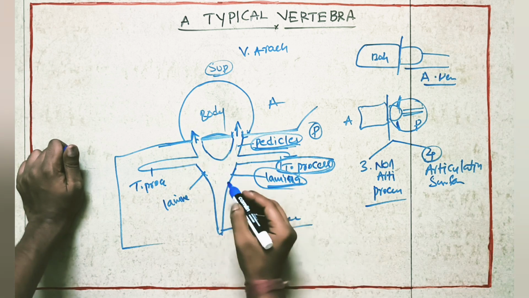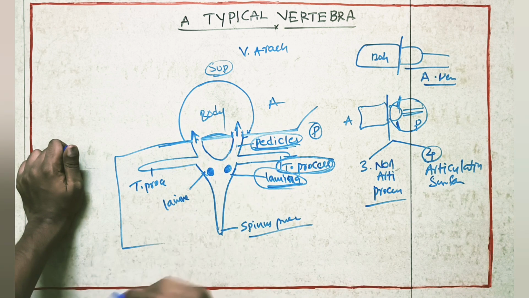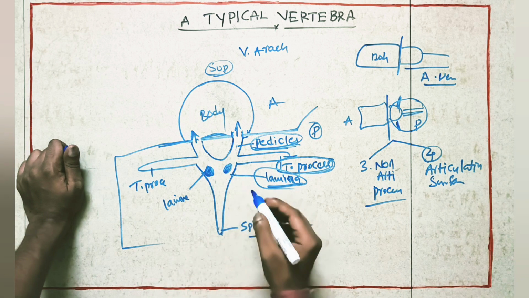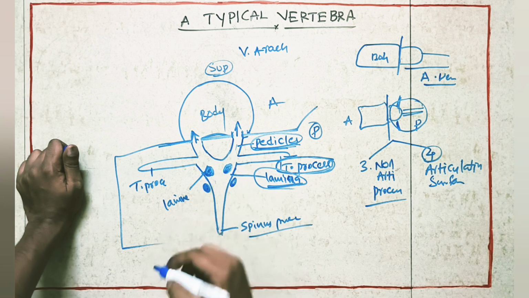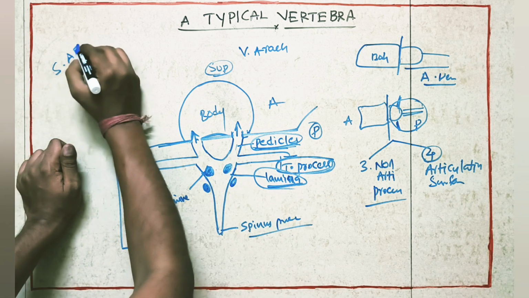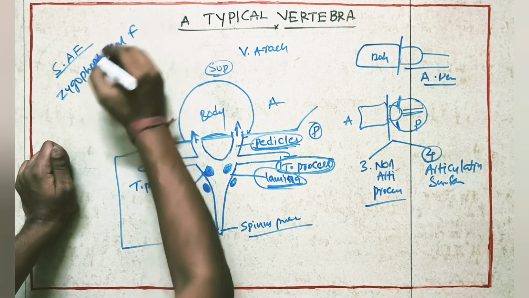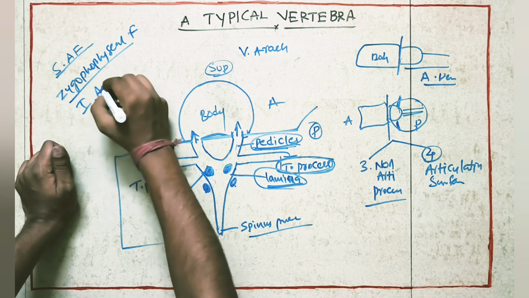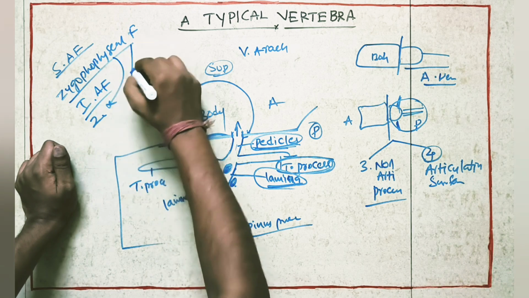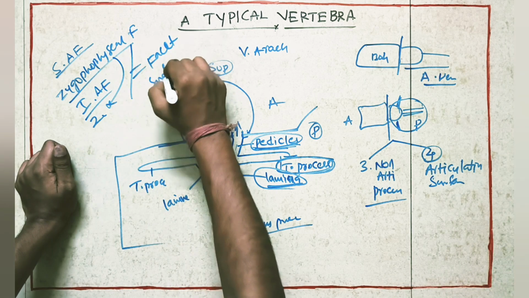If you see the lamina, superiorly we have two articular facets in the lamina, and inferiorly we have two articular facets. These two superior articular facets are also called zygapophyseal facets. Okay, and the inferior articular surfaces are also zygapophyseal facets. So these are also called facet surfaces. So this is the point.